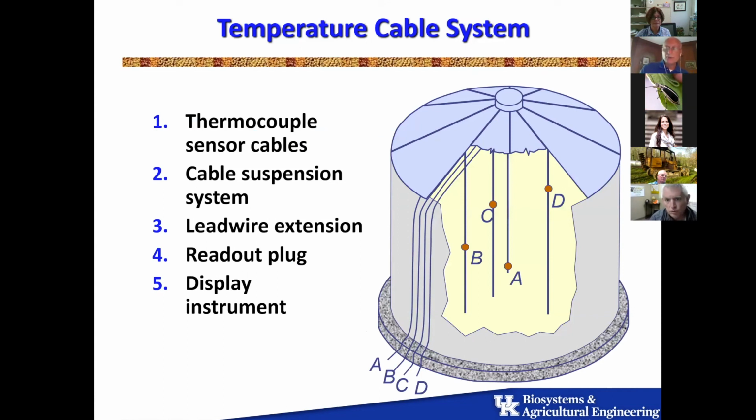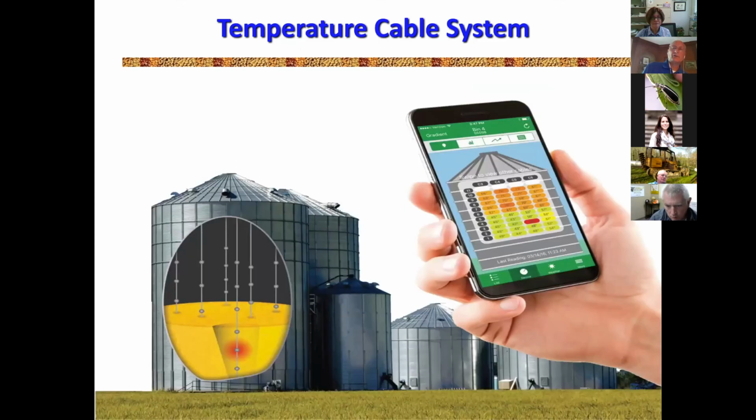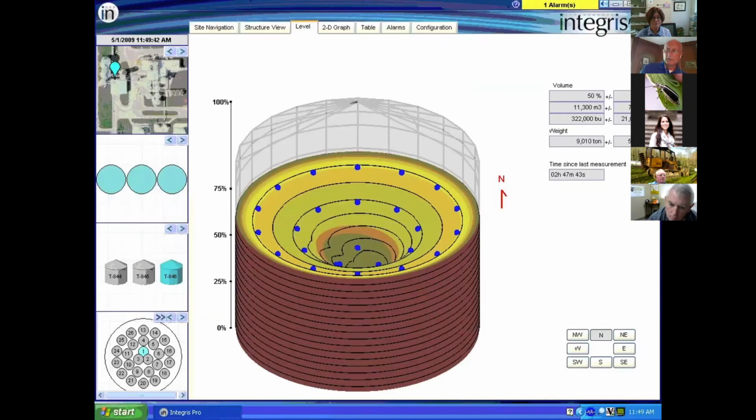So we can use temperature cables. Again, this is an older system depicted here. Some of the newer systems are accessible with smartphones, and obviously some of the farm systems we're seeing these days, you may have a fully automated system with the temperature cables as a piece of it to guide you on when to run the fans.